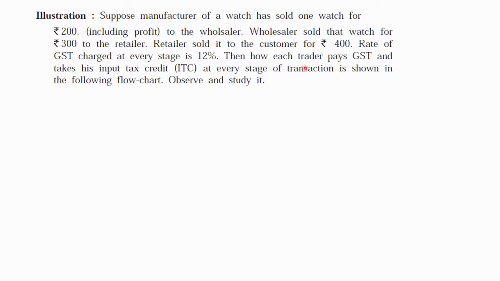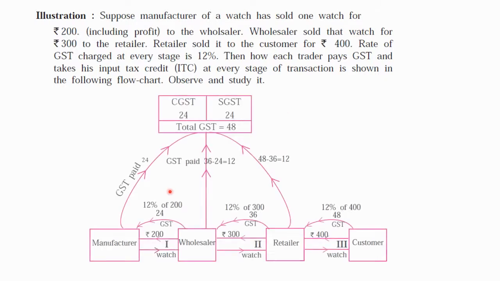Then how each trader pays GST and takes his input tax credit at every stage of the transaction is shown in the following flowchart. Let us observe it and study. So the wholesaler purchased the watch from the manufacturer for rupees 200, and at this stage, the first stage, 12% GST was charged. So 12% of 200, it is 24 rupees. So we can say 24 rupees of GST was paid.